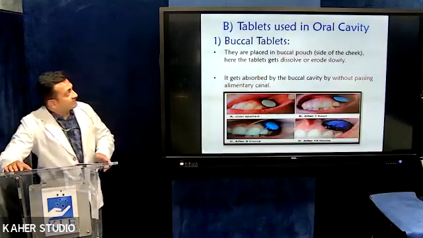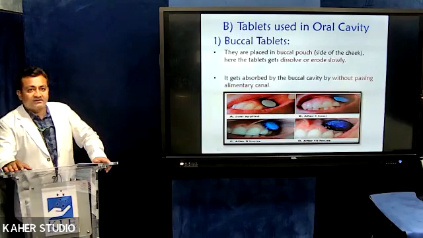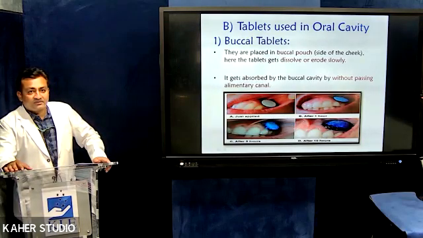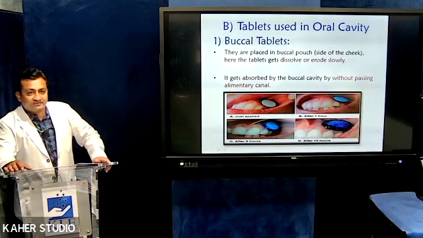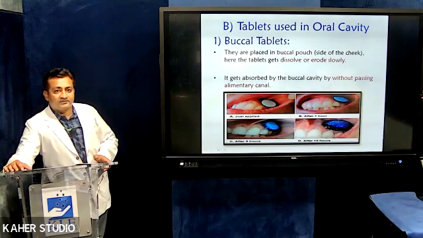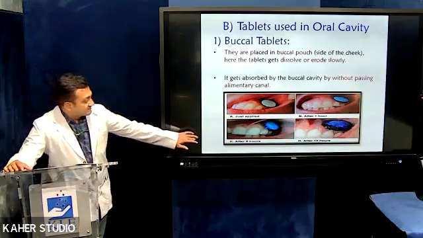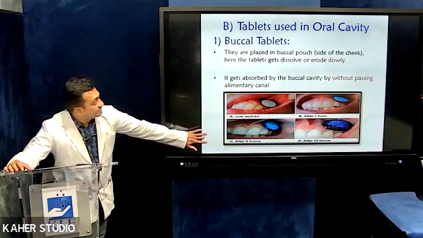Then next category is tablet used in the oral cavity, that is buccal tablets. They are placed in a buccal pouch, that is the side of the cheek, and here the tablet gets dissolved or eroded very slowly. It gets absorbed by the buccal cavity without passing into the alimentary canal. So directly the drug is dissolved and absorbed at the oral cavity.